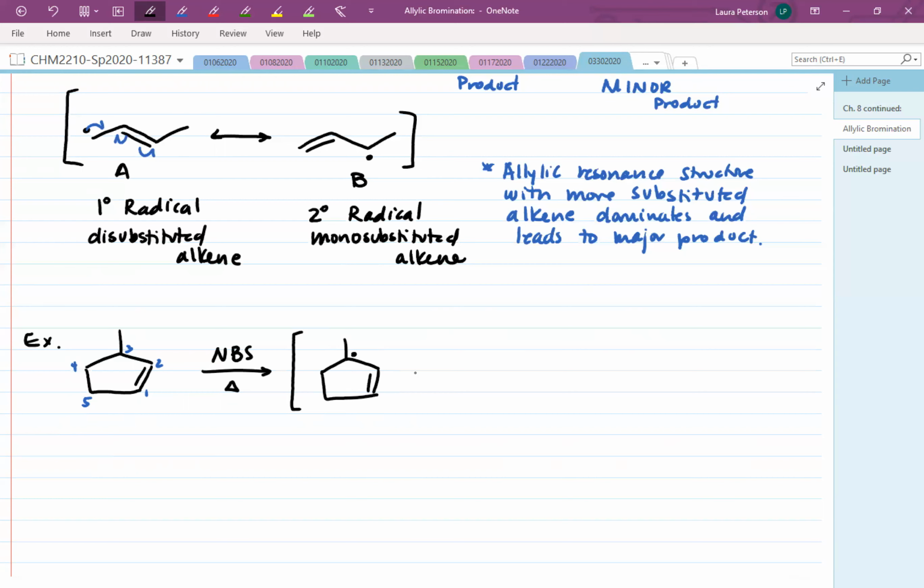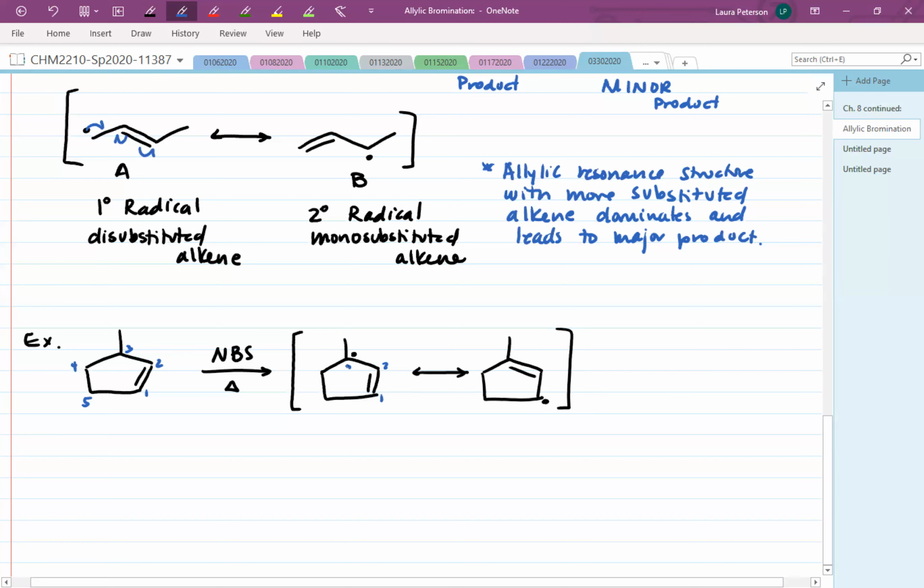Now I can go through the procedure of considering the allylic radical resonance structures, just like we did in the previous example. Here are my two allylic radical resonance structures. Let me put my numbers on here in case you're having trouble seeing how I got these various structures. Here I have my initially formed tertiary carbon radical, and then I considered the resonance structures and got to the radical at carbon 1, which is secondary.